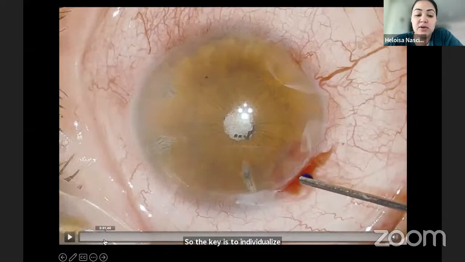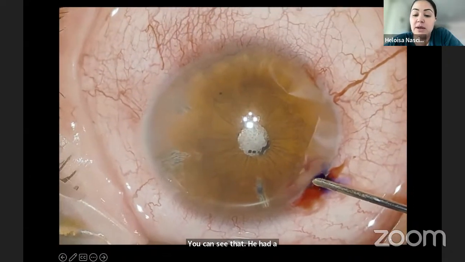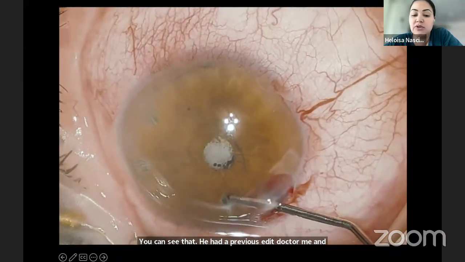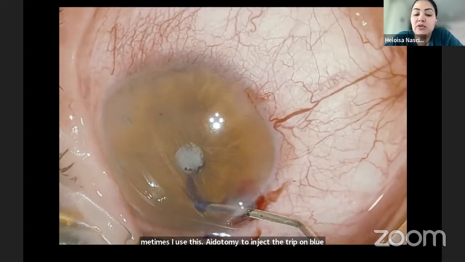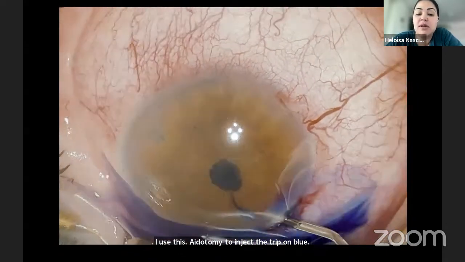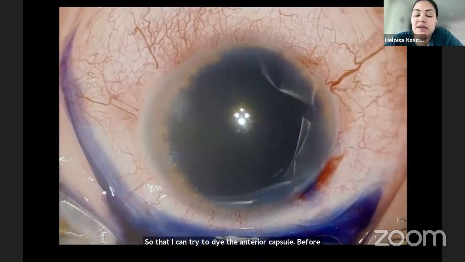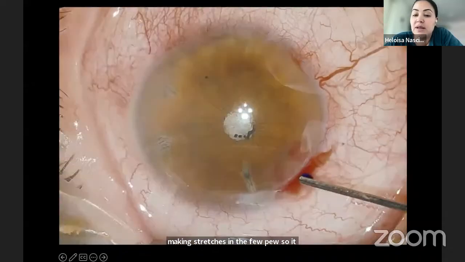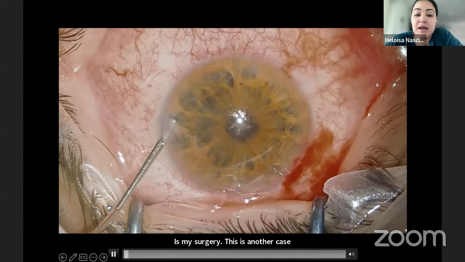So this is a sarcoidosis patient. You can see that he had a previous iridotomy, and sometimes I use this iridotomy to inject the trypan blue so that I can try to dye the anterior capsule before making stretches in the pupil, so it can ease my surgery. This is another case where I did the same.